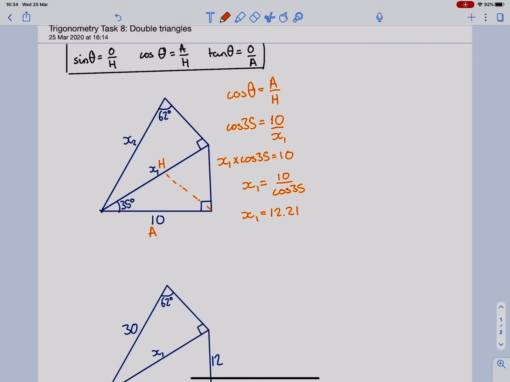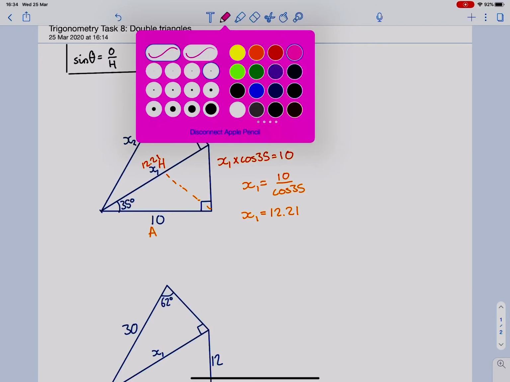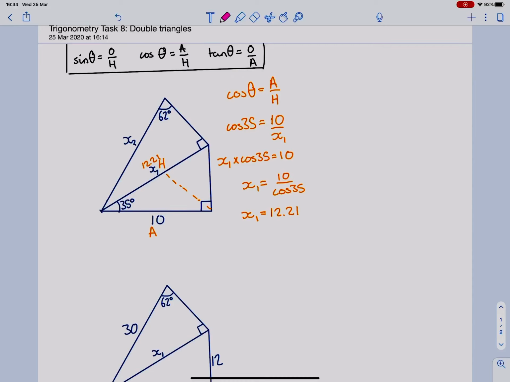Okay, so that's x1. We can now write that, if we want to, into this diagram. Now we need to do the same but for the second triangle. For the second triangle, the O, the A and the H need to be redone again. So it's like starting from the beginning again. It's easy for me to just get rid of these lines. So we've now got to go for the second triangle. You've got 12.21 opposite the angle, so that's O. x2 is opposite 90 degrees, so that's H. So for O and H, we're going to be using sine.